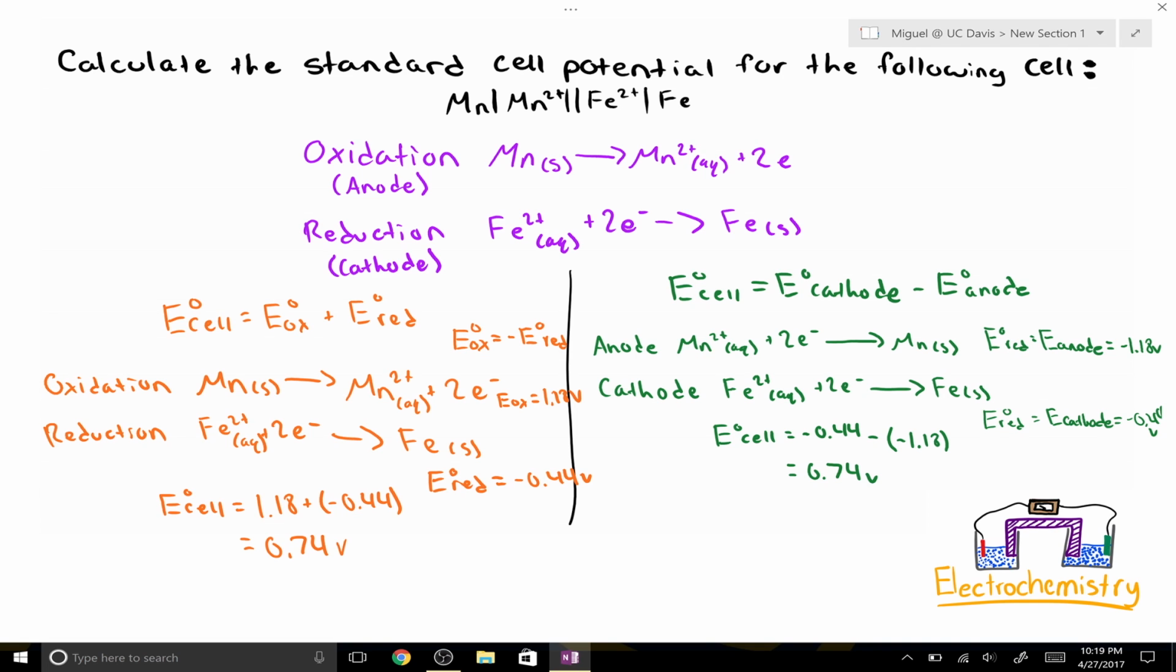Remember, if you choose the method on the right, then you must use reduction potentials in the equation. But if you use the left method, then you need to make the adjustment for the oxidation half reaction to get an oxidation potential. I hope this video helped with calculating standard cell potentials, and good luck on your exam.